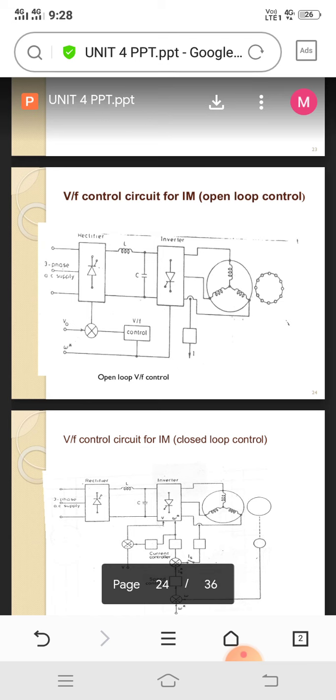Look at this diagram. This diagram has two converter circuits. The first converter is a rectifier, the second converter is an inverter. Both converters are connected anti-parallelly with the filter circuit. This converter is going to be connected with the induction motor in the proper manner. Okay, this is the circuit explanation.